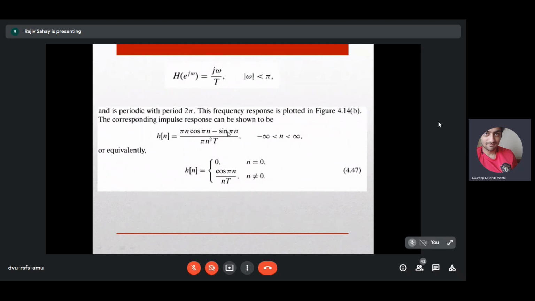So it is written as h of n like this, for n going from minus infinity to plus infinity. For n equal to 0, the numerator becomes 0 because there is an n here, πn cos πn. So sine π·0 is 0, so h of n becomes 0 for n equal to 0. For n not equal to 0, sine πn is always 0, so you are left with πn cos πn divided by πn² T. That simplifies to cos πn by nT. Correct? Everyone, are you able to understand?